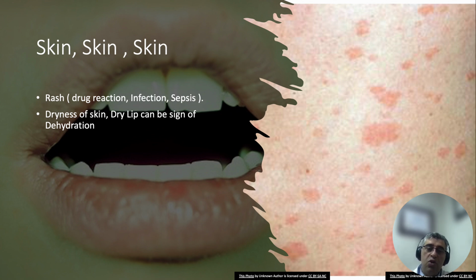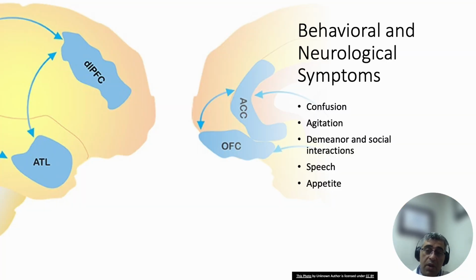this rash. Dryness of the skin and dry lips can be a sign of dehydration. That's why when you look at the skin, even a cracked lip is something you need to look at, and if you see it, you think about possible dehydration.